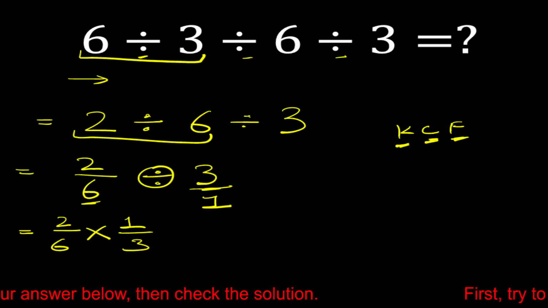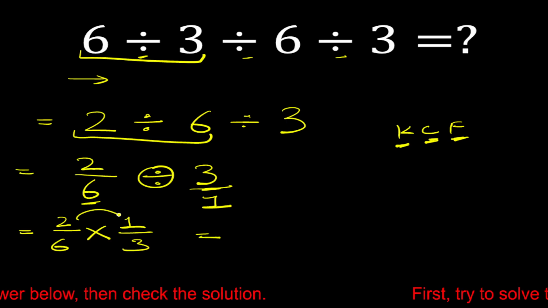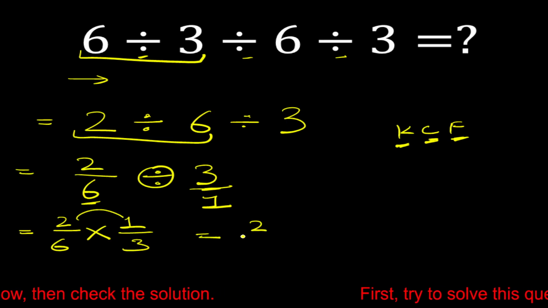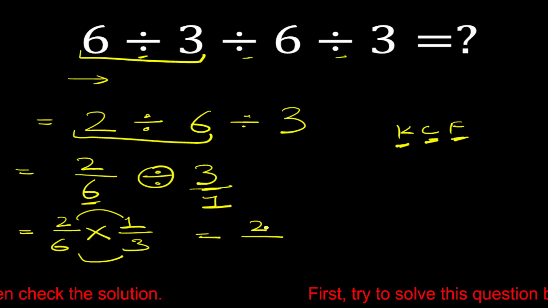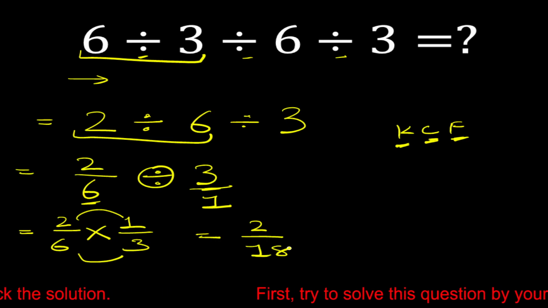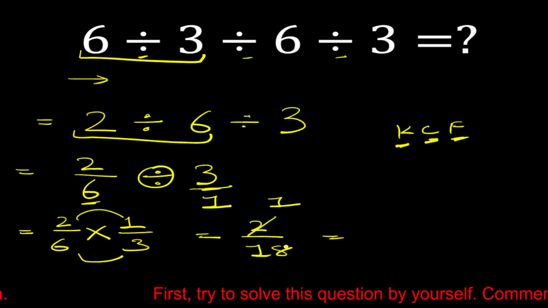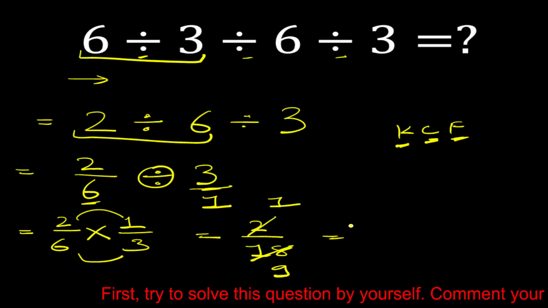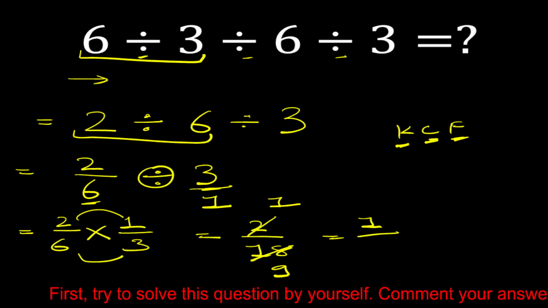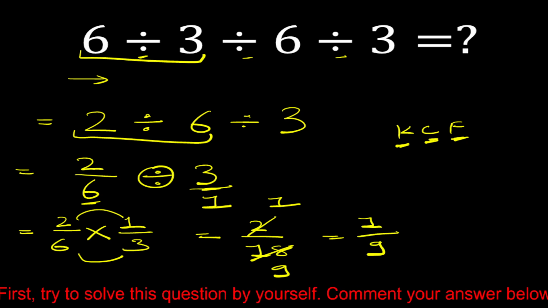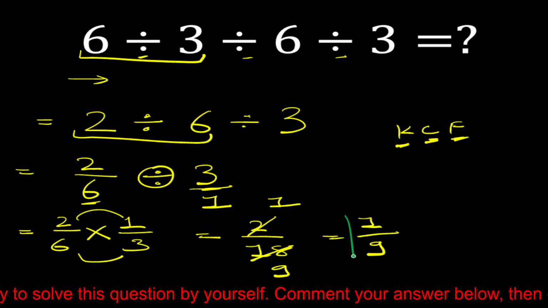Okay. Is equal to 2 multiply 1 is equal to 2. 6 multiply 3 is equal to 18, is equal to 1 by 9. So the correct answer is 1 by 9.